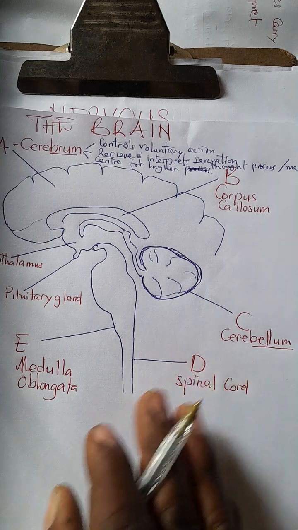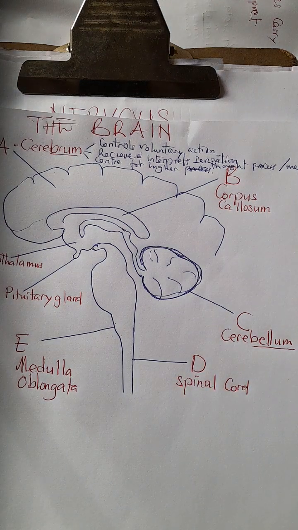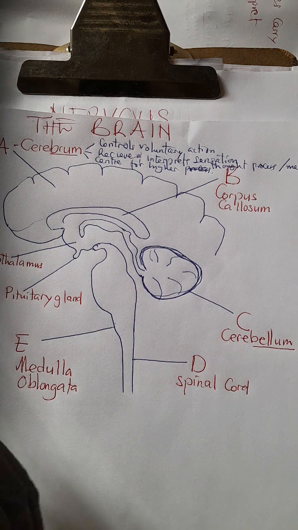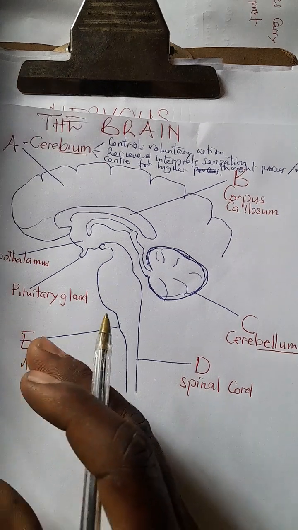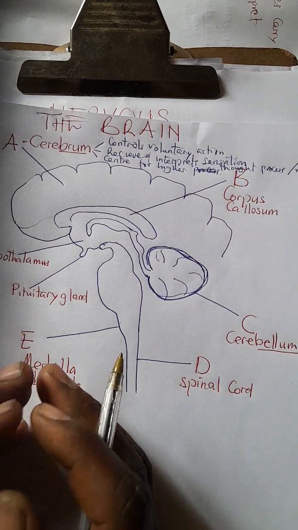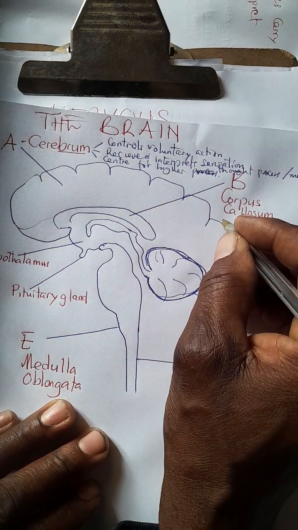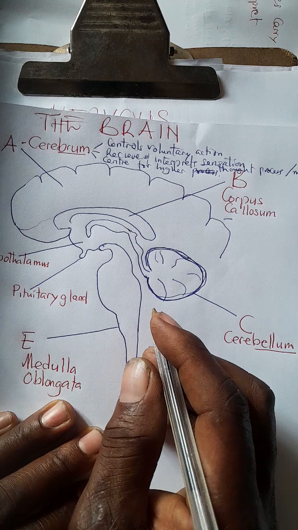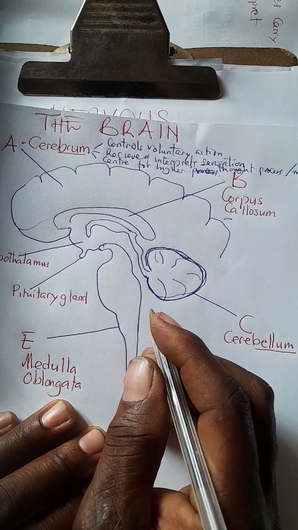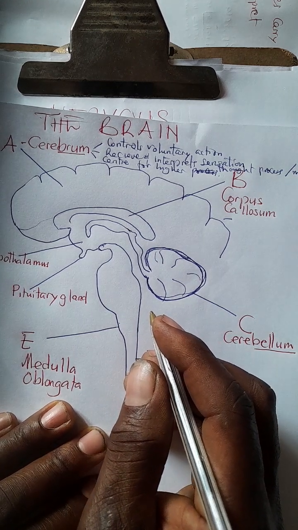Then we have got B. B is the corpus callosum. The corpus callosum simply separates the two halves of your brain. Now remember, your brain is divided into two hemispheres. You've got the left and the right hemisphere. These two halves of the brain are separated by the corpus callosum. So the corpus callosum enables coordination between the two halves of the brain.